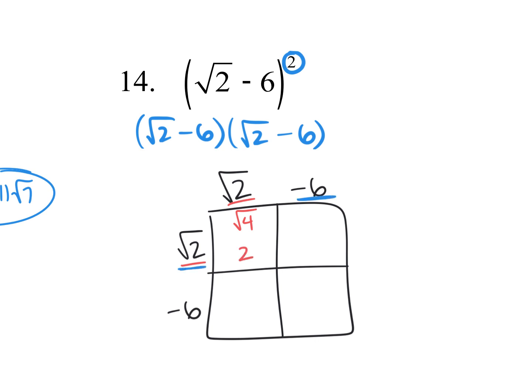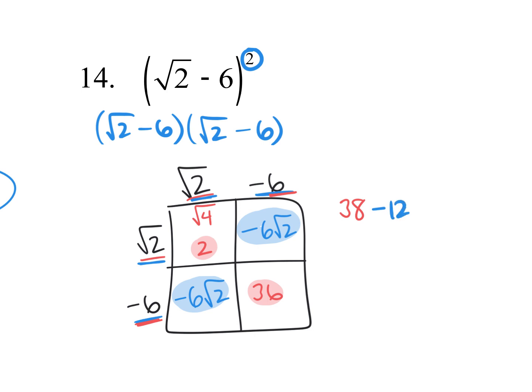Square root of 2 times negative 6, negative 6 square root of 2. Negative 6 times the square root of 2 is negative 6 square root of 2. And negative 6 times negative 6 would be positive 36. I'm going to add 2 and 36 together. That would give me 38. And then add your negative 6 square root of 2 and negative 6 square root of 2 to give you negative 12 square root of 2 for your final answer.